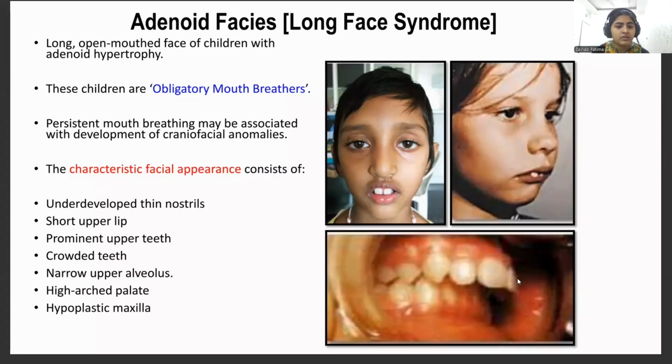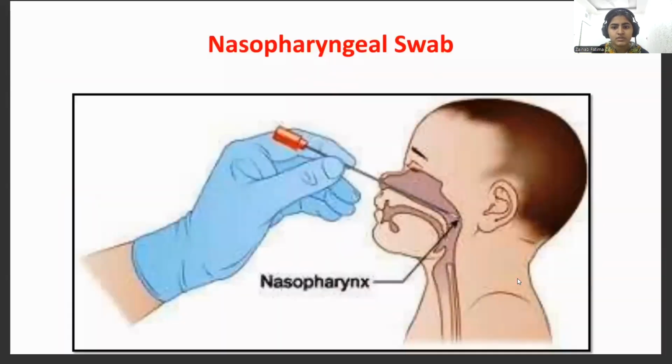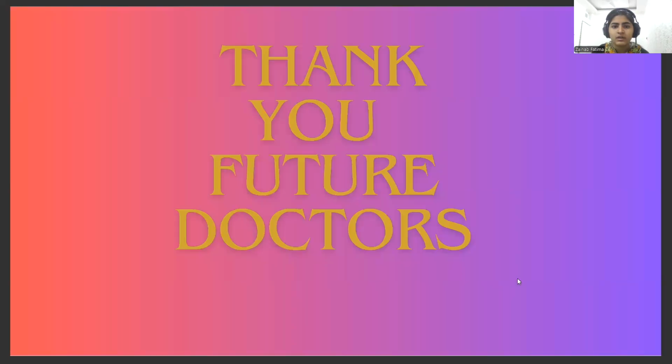The characteristics of facial appearance consist of underdeveloped, thin nostrils, short upper lip, prominent upper teeth, crowded teeth, narrow upper arch, high arched palate, and hypoplastic maxilla. This is the picture, and this is a nasopharyngeal swab. It has also been seen in COVID times. Thank you so much for your attention.